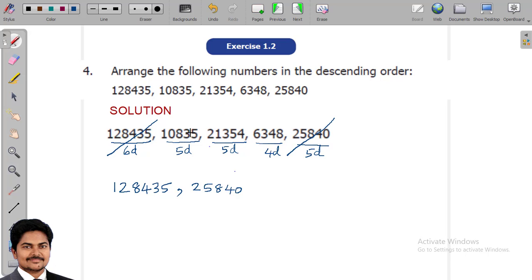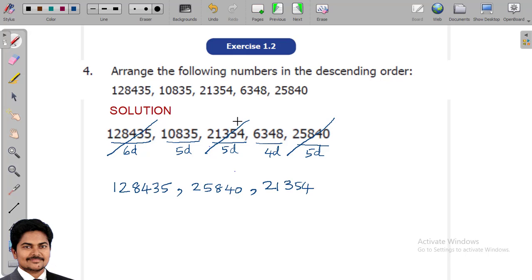So we are having 3 numbers. Dear children, it is very obvious this 4-digit number should come last. So we need not consider that number. Just compare these 2 numbers. Of these 2 numbers, which one is the greatest? Yes, 21,354 is the greatest. So write 21,354 next. So strike out that number also.